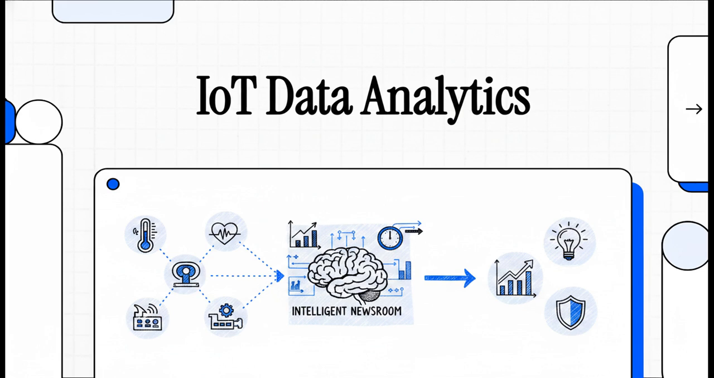Think about it. We literally have billions of tiny sensors deployed all over the globe. They're acting like dedicated little field reporters, constantly gathering intel on temperature, motion, heart rates, factory vibrations, you name it. But here's the catch. Raw data by itself is just noise. IoT data analytics is like the ultimate super intelligent newsroom. It takes all those chaotic reports, crunches them in real time, and hands us brilliant, actionable insights.